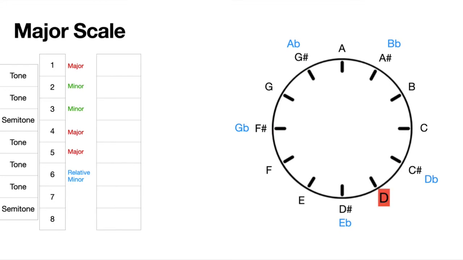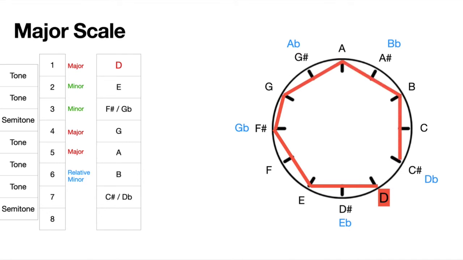And the key of D is quite a common one. D to E, E to F sharp or G flat, semitone to G, and then A, B, C sharp or D flat, and back to D. You can see that we're going to need to use the sharps to make it work. So D, G, and A are the common major chords. B minor, E minor, and F sharp minor are the minors.